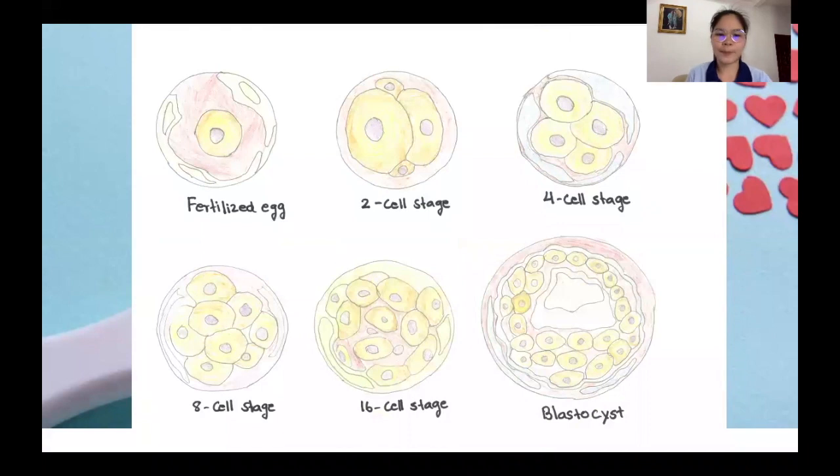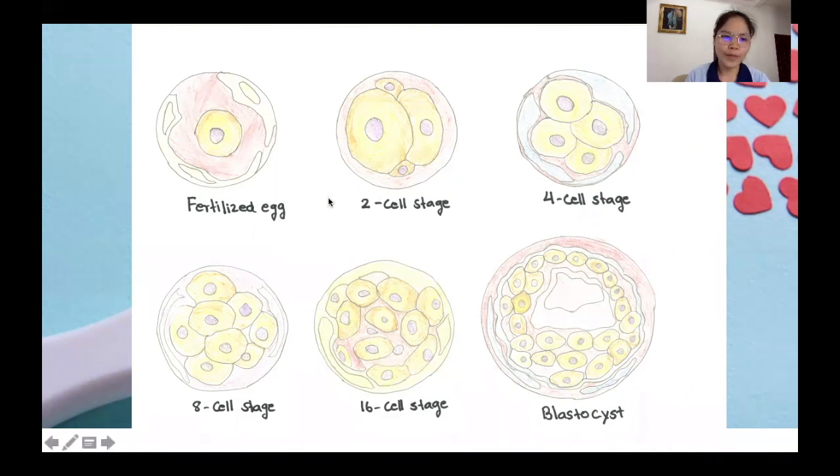Okay, here is the picture that I drew about the cell stage. We know that before we can have a child, we need to have two cells. We call them reproductive cells or sex cells. We have two cells to form another baby. We need to have sperm, which is a male cell, and egg, which is a female cell.